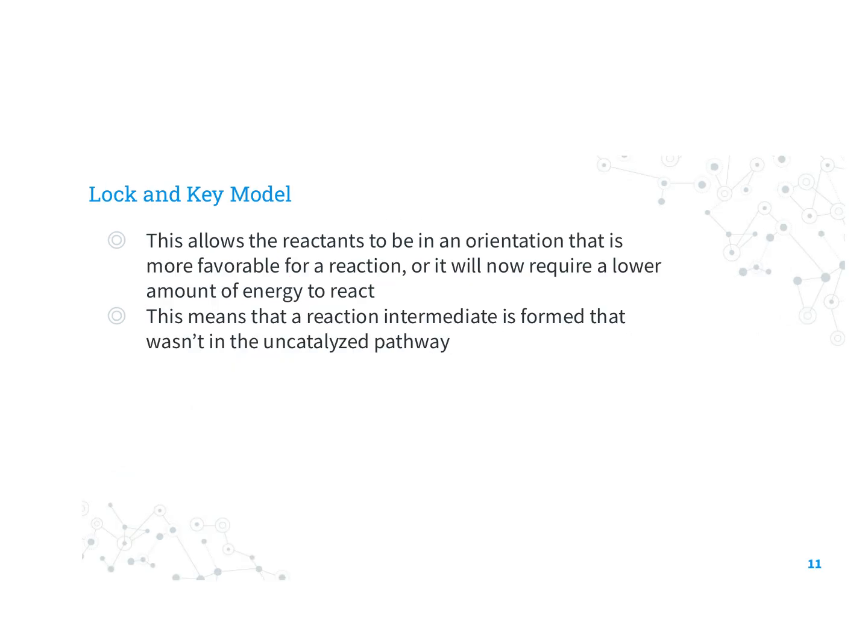And now lastly, we've discussed that one of the things that you need for a successful collision is the correct orientation. And so this lock and key model allows both of the reactants, or one reactant, to be perfectly in orientation, so that it's more favorable for a reaction and doesn't require as much energy, right? You need the proper orientation for a reaction to happen, and what these enzymes do is essentially force your molecule to be in that orientation for that reaction to happen. And so what this means is that a reaction intermediate is formed that wasn't in the uncatalyzed pathway.